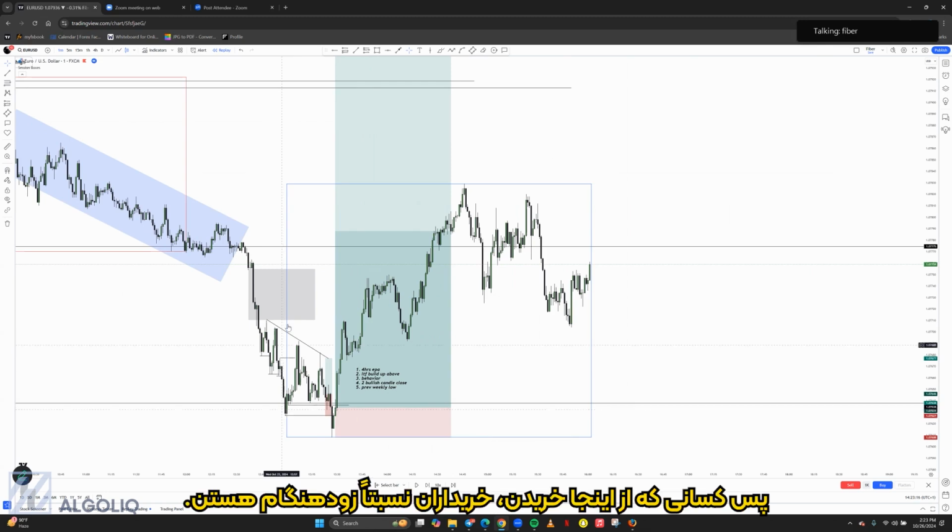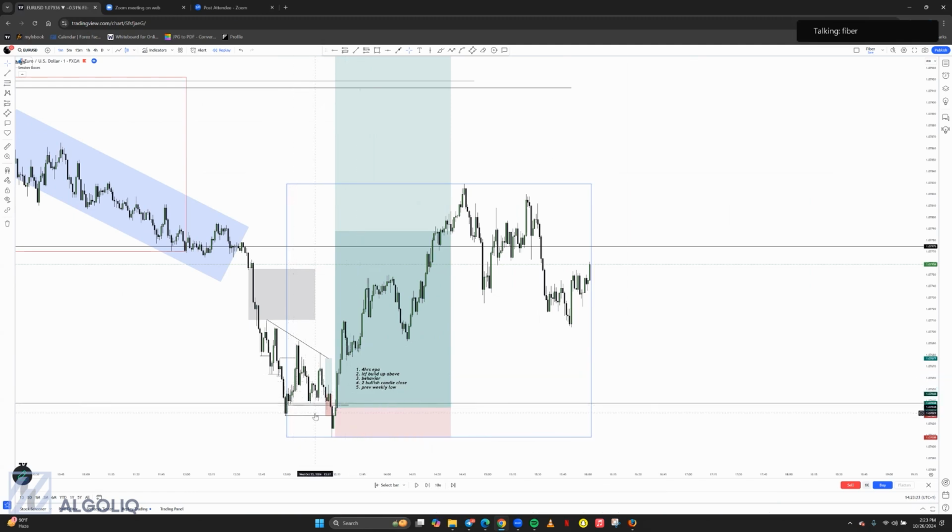All right. So people that bought from here are quite early buyers. Yes, like it's CLQ. Okay. So basically what you have here is just a behavior: price taking the high and price taking the low.